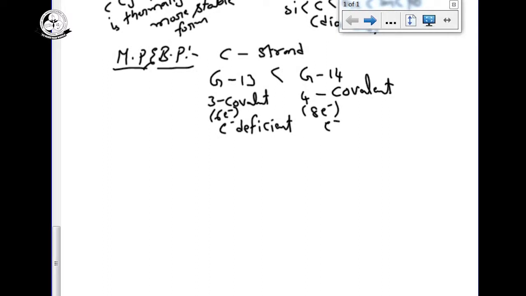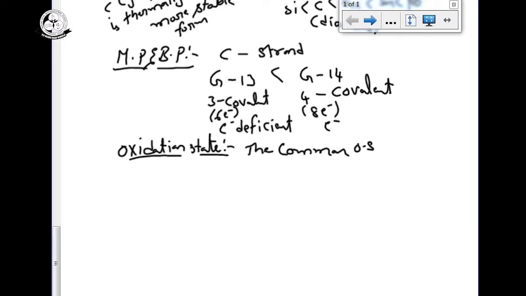We have to discuss another important general property, that is oxidation state. For each and every group, the general properties start with electron configuration, atomic radius, ionic radius, ionization energy, electronegativity, melting and boiling points, density, and oxidation states. These are general discussions for each and every element. The common oxidation states for this group of elements are +4 and +2.